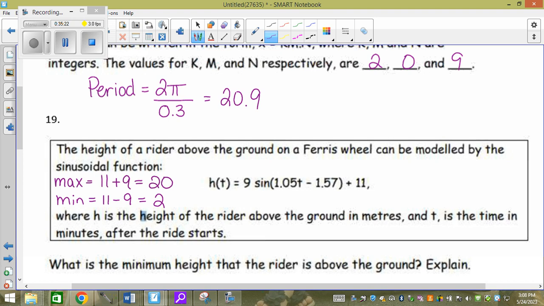The height of the rider above the ground on the Ferris wheel can be modeled by this sinusoidal function, where h is the height of the rider above the ground in meters, and t is the time in minutes after the ride starts. So I know that I'm going to make my y min be like 0 and my y max be like 22, right? Because I found these are my y values. How do I figure out what to make my x?